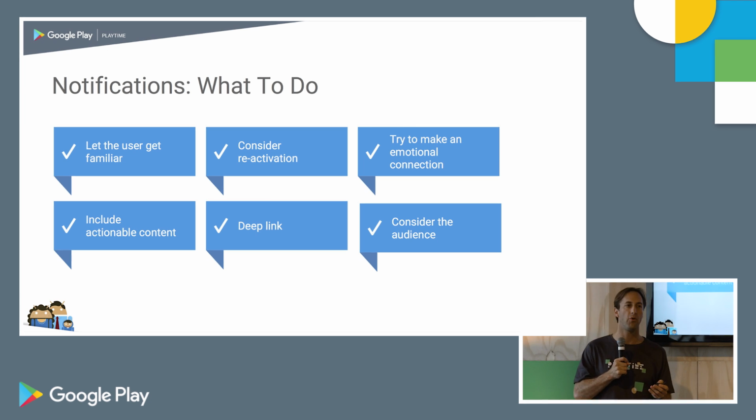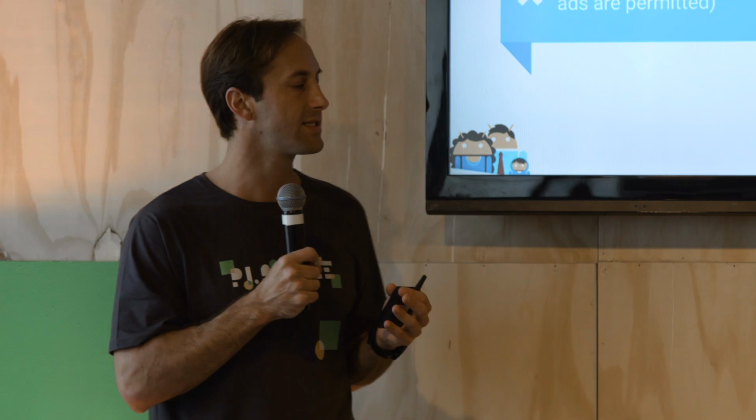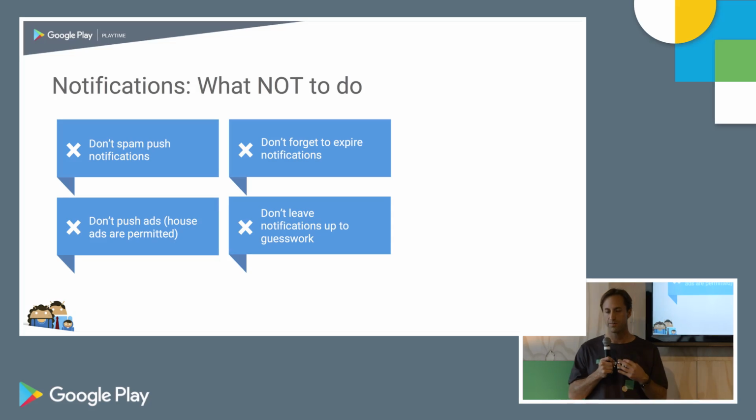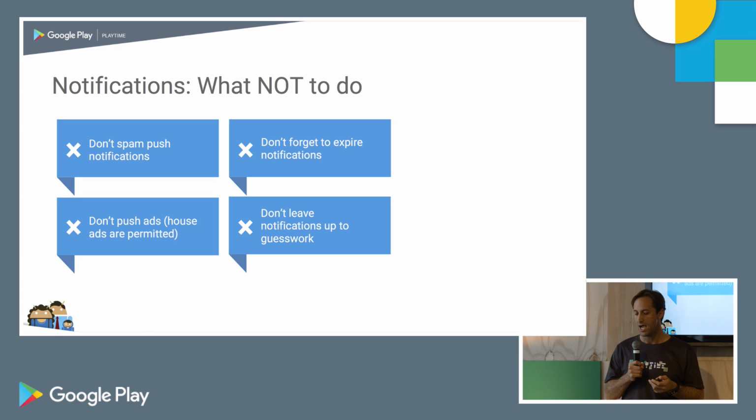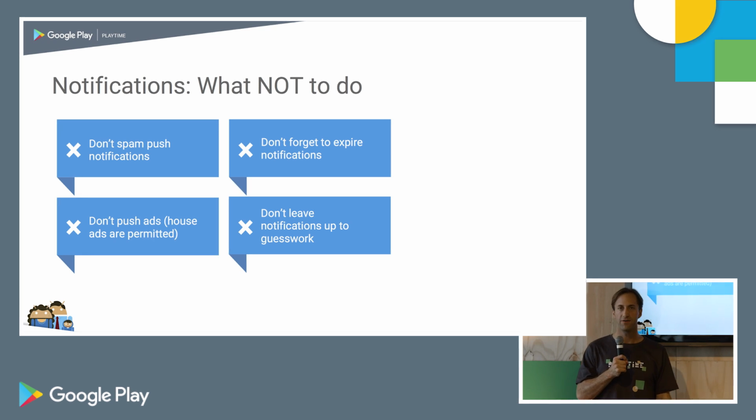This is especially important in the kids and family space. And then there are 4 things that you want to avoid with notifications: don't push spam notifications, don't forget to expire notifications, don't push ads, though house ads are permitted, and don't leave notifications up to guesswork.